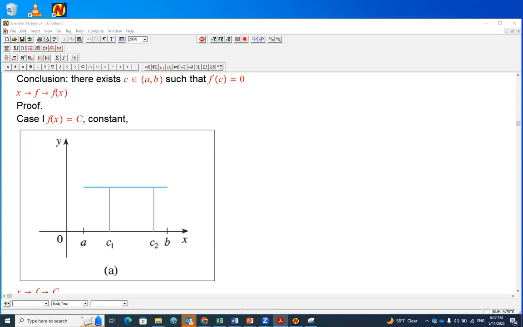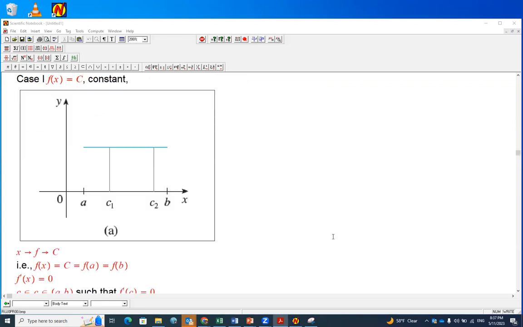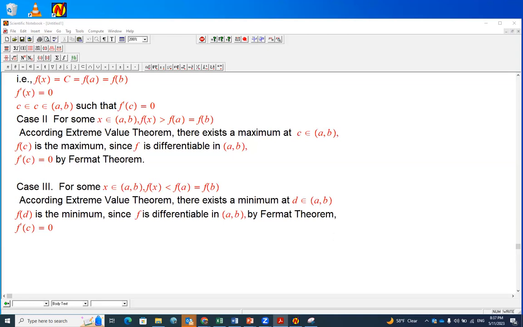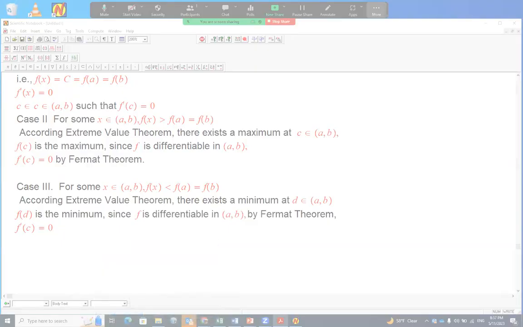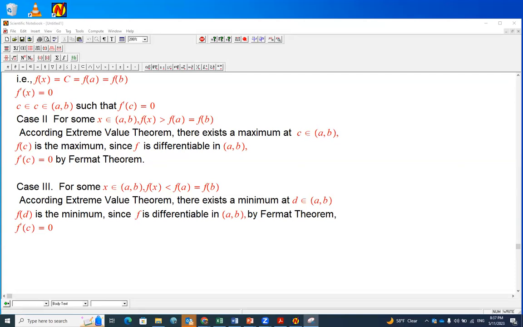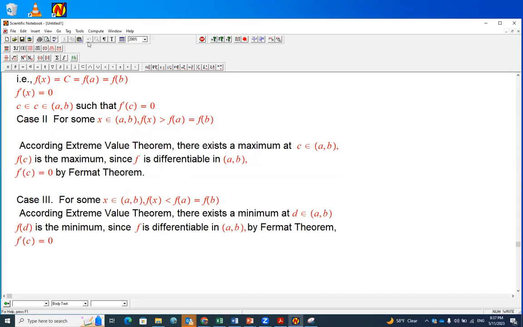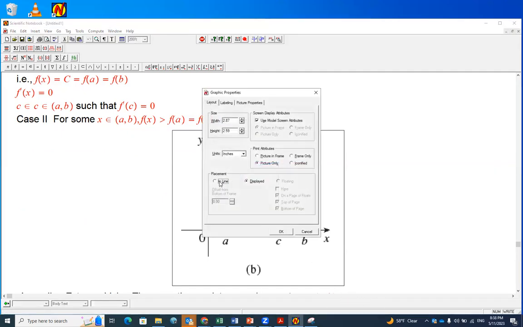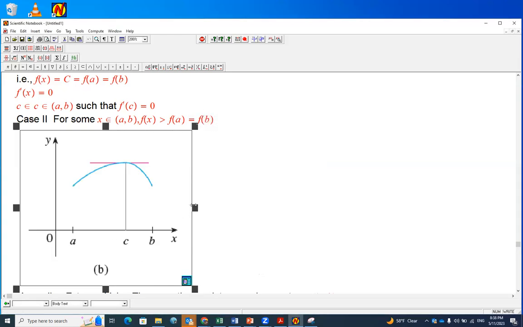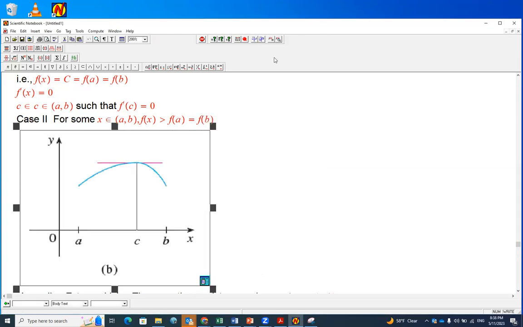All right, and the second case. Let's take a look at a second case. The second case is that we can have a function that is smooth and continuous. Let me get this picture to you. You look at this picture, and you can see f(a) and f(b) are the same.